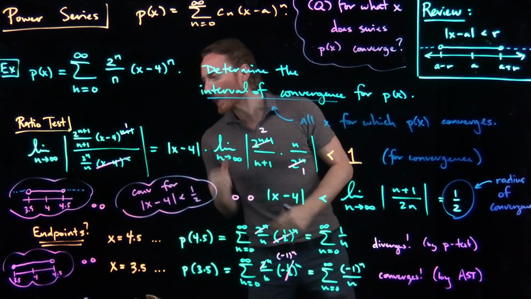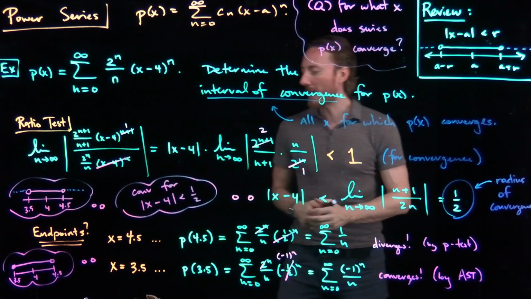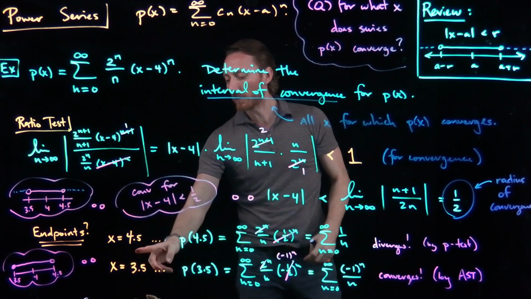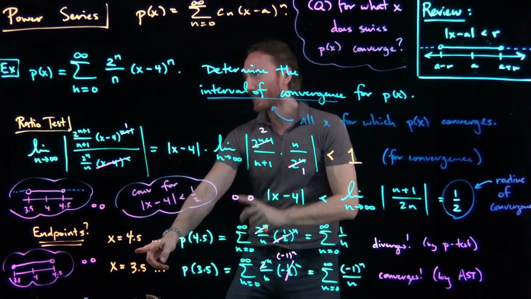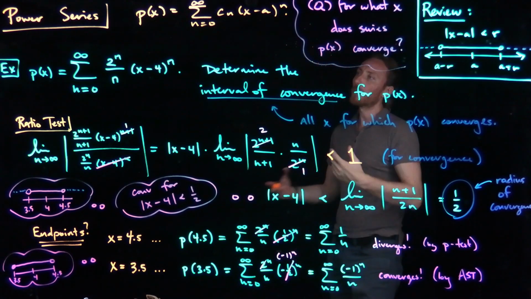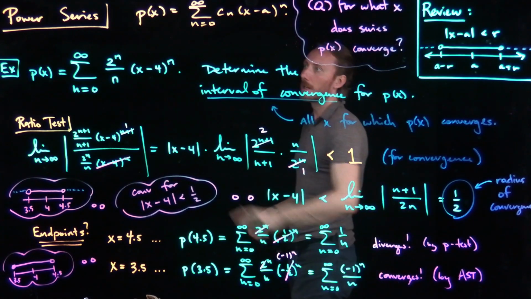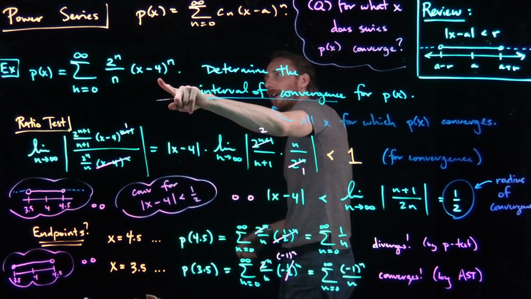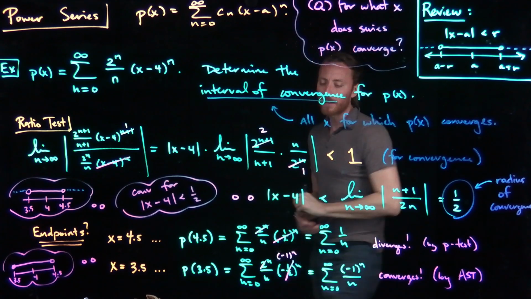Well, those endpoints, we've got to take them bite by bite with whatever tests are going to work for each of them. I'll take the one on the right, x equals 4.5. So what I'm going to do is literally plug 4.5 into our expression for p to see what the corresponding series is that results. Well, the 2 to the n over n is not affected by what x is, but 4.5 minus 4 is just a half, and so we have a half to the n.